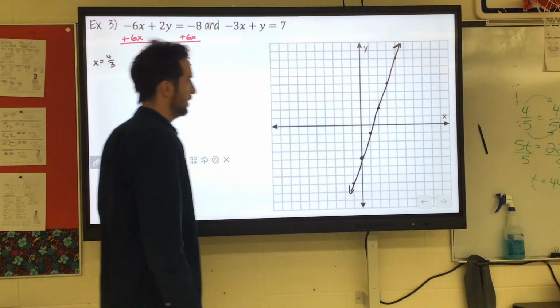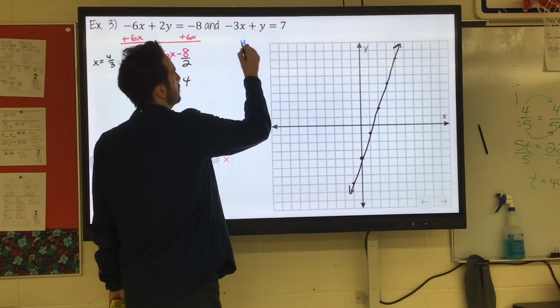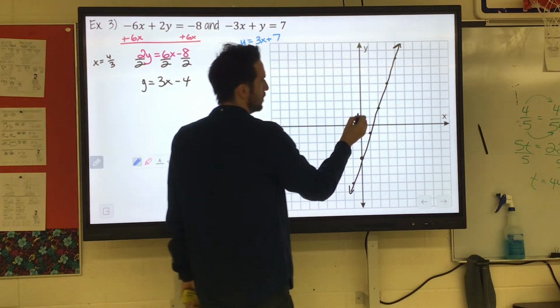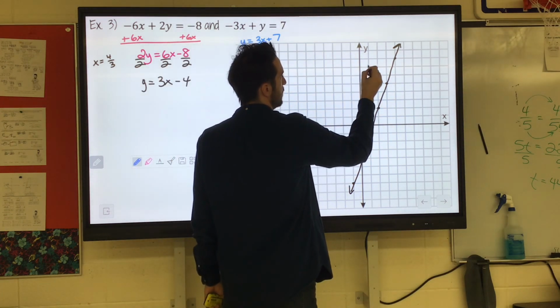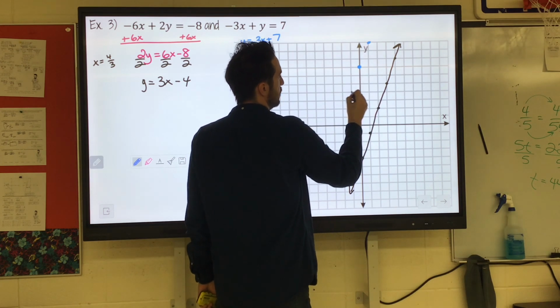There's our first line. The second line, we just have to add the 3x to the other side, which would be y equals 3x plus 7. We start at 7, 1, 2, 3, 4, 5, 6, 7. And then our slope's 3, up 3 over 1, or down 3, left 1.